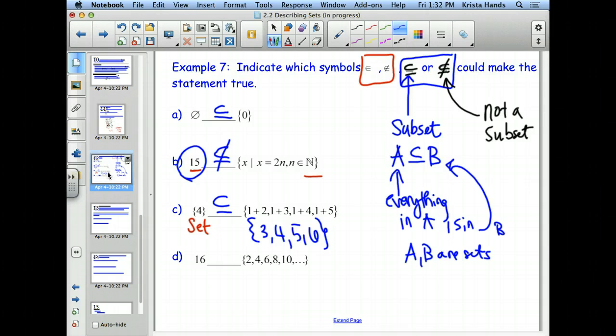What about D? Doesn't work. Why not? It's not a set. It's an element of it. That's fine. That's not the question we're addressing at the moment.